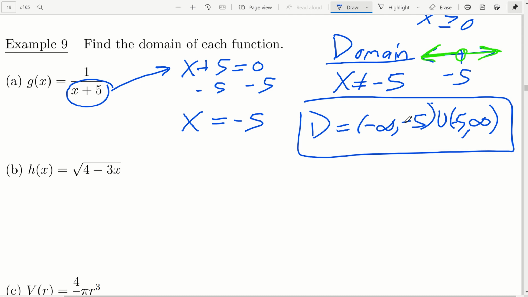Sometimes you'll just see me write d equals. If we have more than one function, sometimes you'll see me put the function name as a subscript. So if you see me write d sub g, that just simply means the domain of the function g.